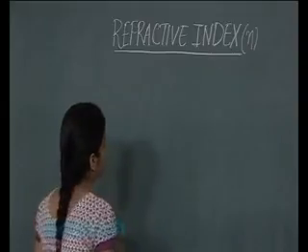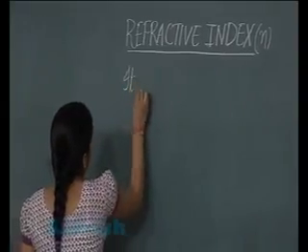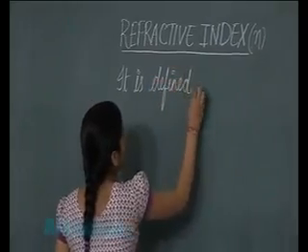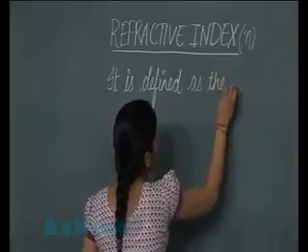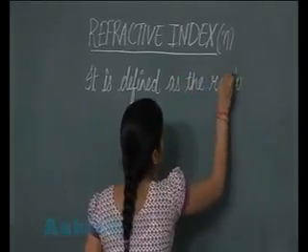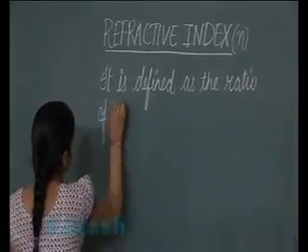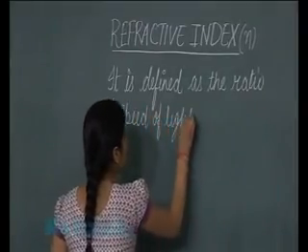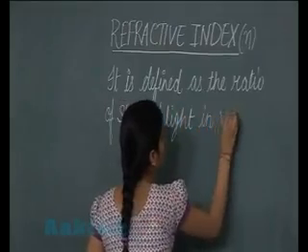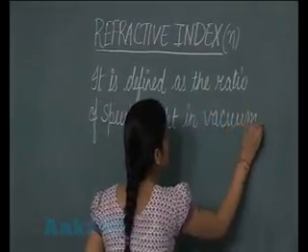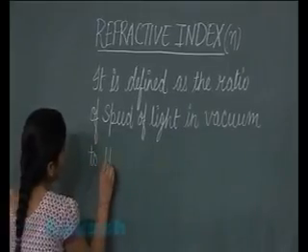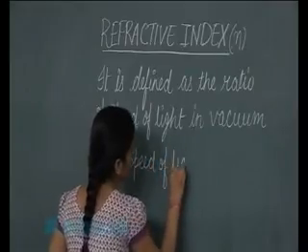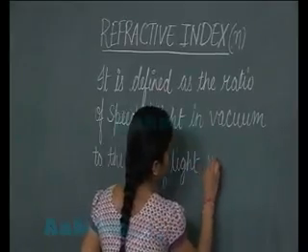So the refractive index of a medium is defined as the ratio of the speed of light in vacuum to the speed of light in medium.